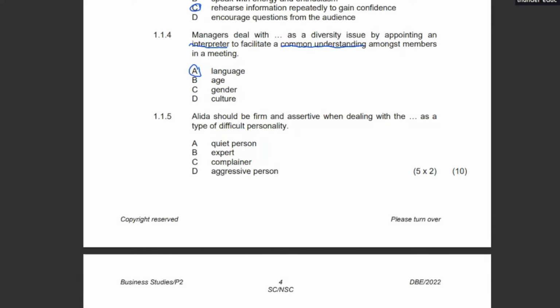So now, in this regard, we are saying that there should be what? This should be an expert. The correct answer is an expert. Okay, right. Let's move on to the next question. We are still on question 1.